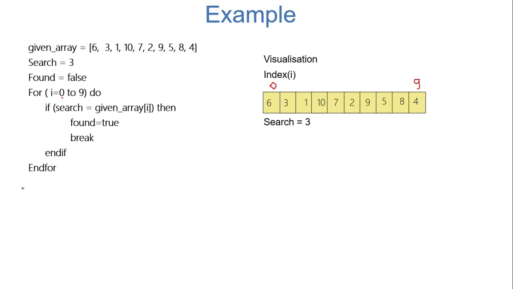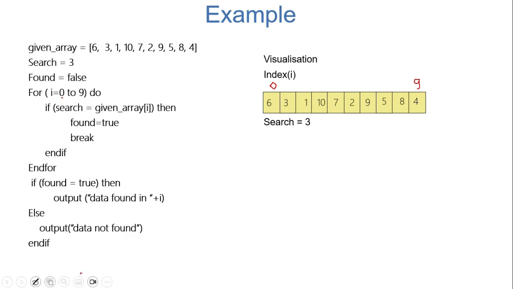Once we quit the looping, we need to check the value of found. If the value of found equals true, then we will tell the user that the data is found, and then we tell the position. The position comes from the index. Otherwise, we will tell that the data is not found.